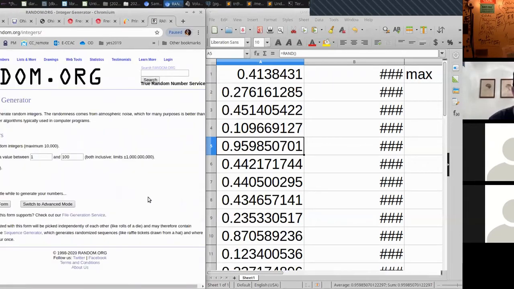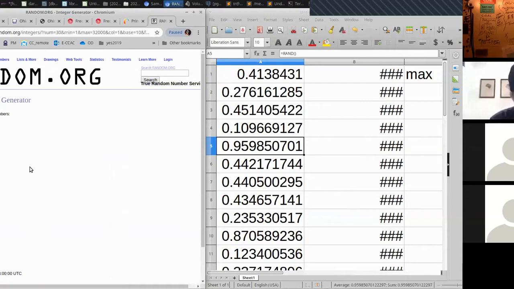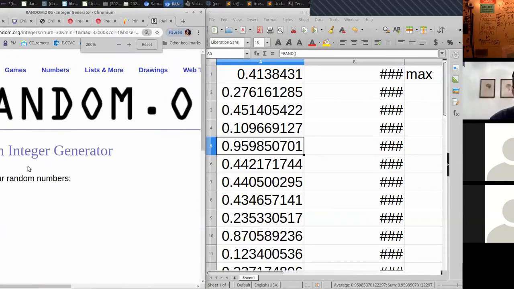Random.org, integer, that's cool. Generate 100 random numbers. This one looks pretty cool. So if we say I want to sample 30 books, integer should have a value between 1 and 32,000, format in one column. Let's see what it gets us. That would be a very acceptable way.